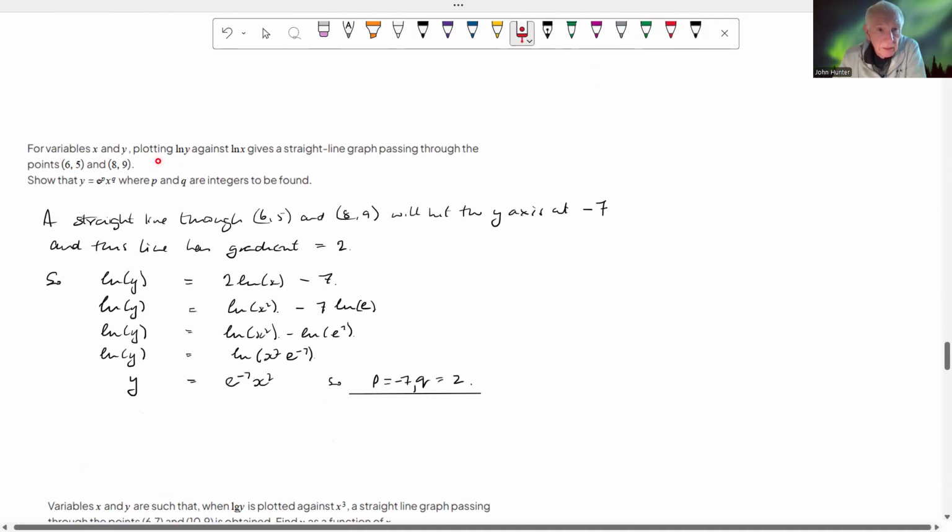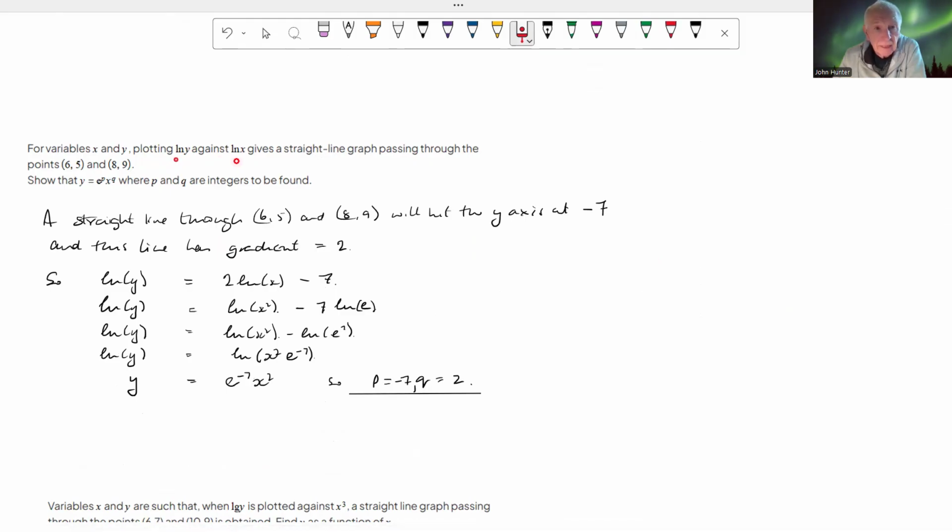Right, okay, so this one's a nice one. For variables x and y, plotting natural log of y against natural log of x. Okay, so that's going to be natural log of y vertically and natural log of x. Gives a straight line graph passing through these points. Show that y equals e to the power p x to the power of q. Right, well, a straight line through those points will give you a line that has an intercept of -7 and has a gradient of 2. Okay, you could achieve that result if you just kind of work with those numbers.